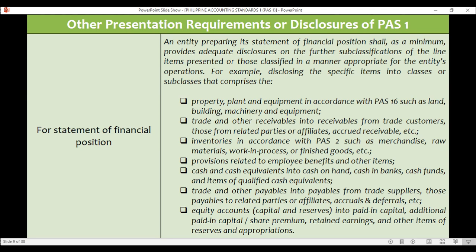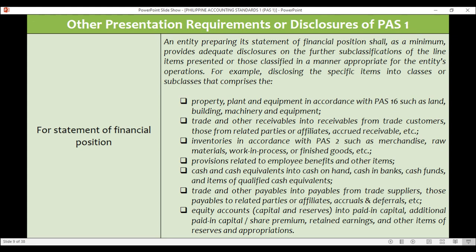Inventories in accordance with PAS 2, such as merchandise, raw materials, work in process, or finished goods. Meaning, it should adhere with PAS 2 depending on the concern of the entity. What type of business concern is that? Is it merchandising, manufacturing, or a service concern? Provisions related to employee benefits and other items, cash and cash equivalents into cash on hand, cash in banks, cash funds, and other items of qualified cash equivalents.